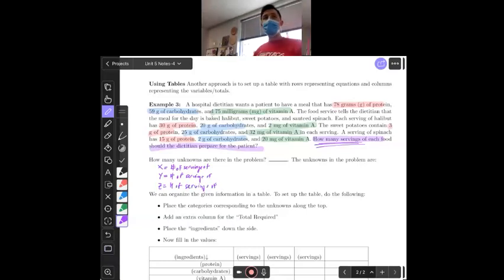Okay? And again, my habit is to go in order. The first thing they say is halibut, so that's the first thing I'm going to define. The next thing they say is sweet potatoes, so it's going to say potatoes. The last thing they say is spinach. That's what I'm finding. X is going to be the servings of halibut, Y is going to be the servings of potatoes, and Z is the servings of spinach.